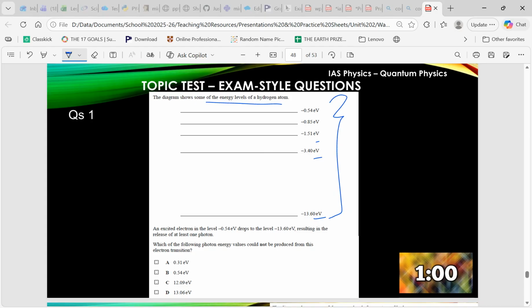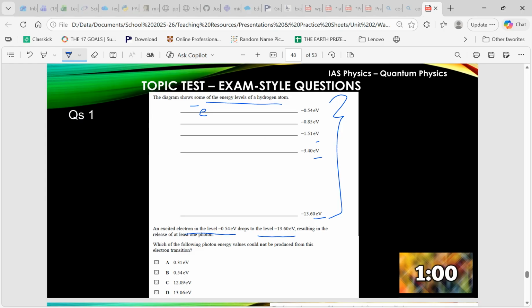An excited electron in the level minus 0.54, minus 0.54 means here the topmost, the highest energy level, drops to the level minus 13.60 electron volts, resulting in the release of at least one photon. At least one photon means it could release one photon or perhaps more.